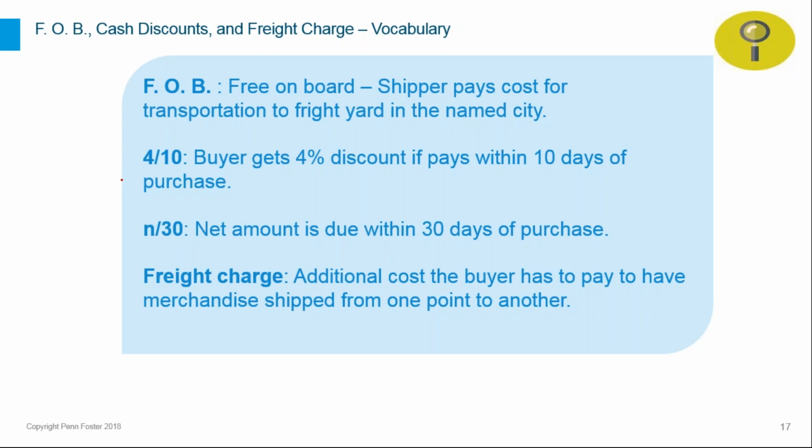The 4/10, that is a cash discount, means that if the buyer pays the whole amount of his purchase within 10 days, then he gets 4% off of his end price. If it's a 3, then within 10 days he gets 3%. If it's a 2, then within 10 days, if he's able to pay off all of the balance, all of the amount of money, then he gets 2% off. If you see N over 30, it means that the net price, everything that the buyer owes, should be paid within 30 days of purchase.